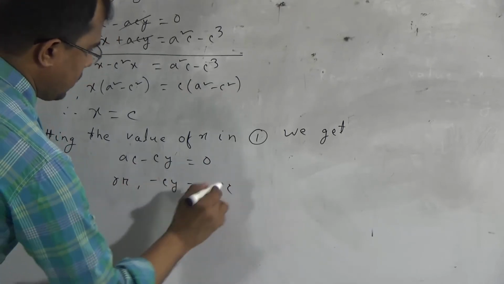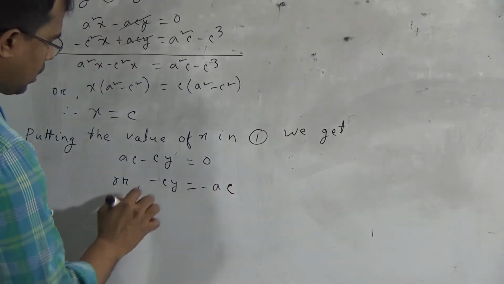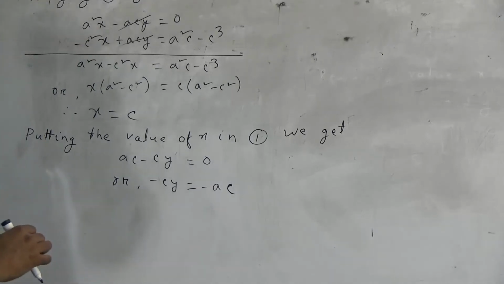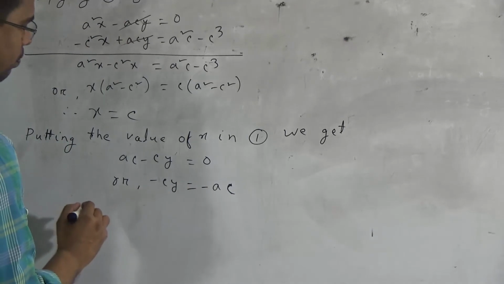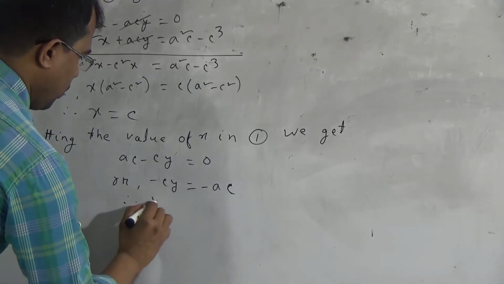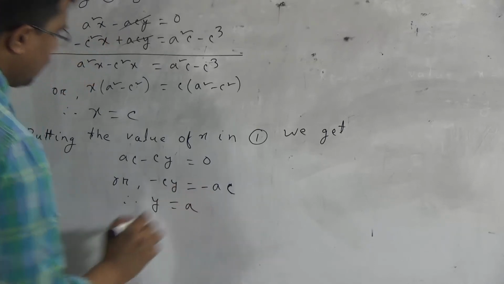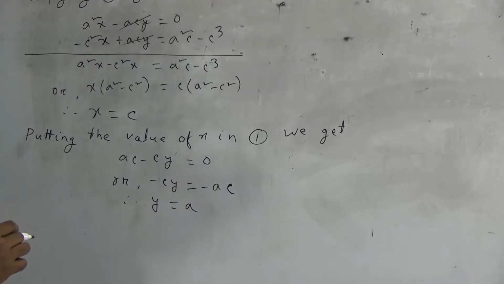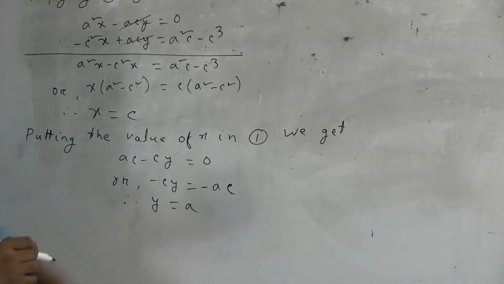On both sides C exists, so we can cut C from both sides, and on both sides the minus sign also exists, so we can delete the minus sign from both sides. Then finally we get, therefore y equal to A. That means the value of x equal to C and the value of y is equal to A.